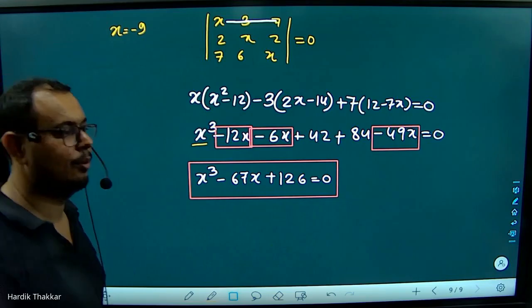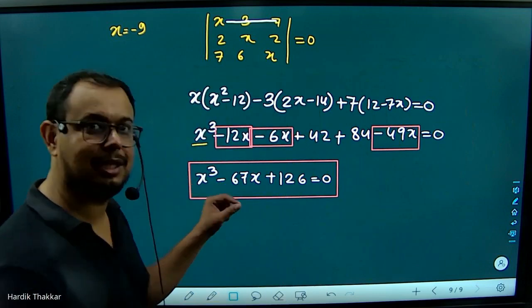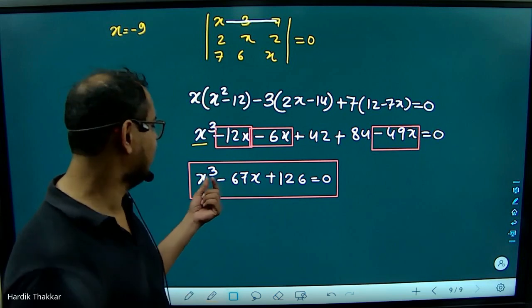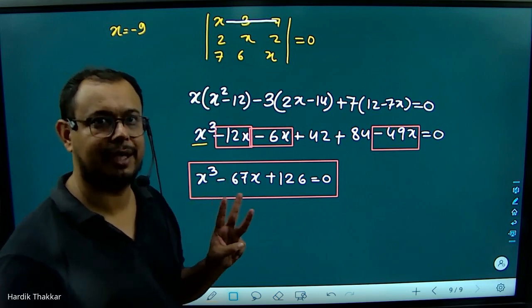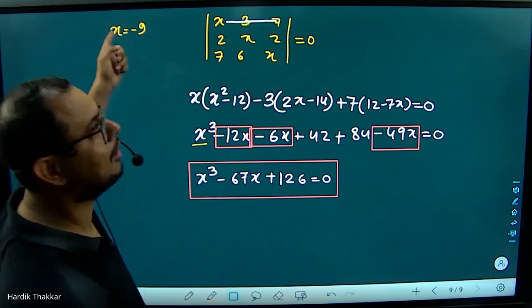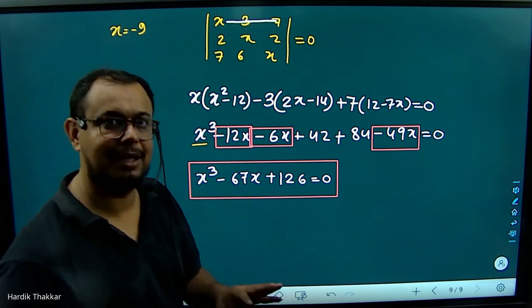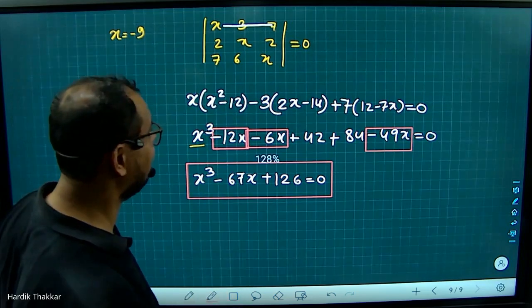Yes, sir. Okay. Now this equation is actually a cubic equation, a cubic polynomial, because here the degree is 3, and from here we will get three values of x. Now one value is given to you, that is x minus 3, and further we have to find the remaining two values of x. Okay, now how can we determine the remaining two values?